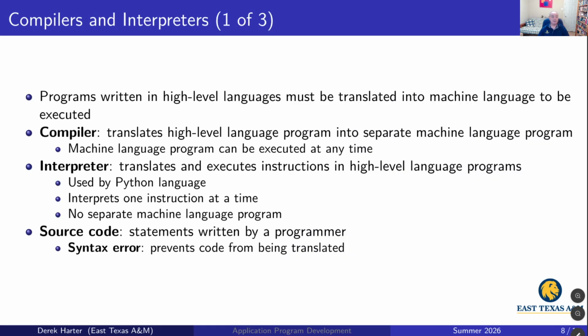So, a digital computer does not understand anything except for a machine language program. In order to actually use a high-level language, programs written in those high-level languages have to be translated into the machine language in order to be executed. There's two primary ways to do that. We can either compile the high-level language into the machine language, or we can use an interpreter. Python is an interpreted language, and we'll say what we mean by these.